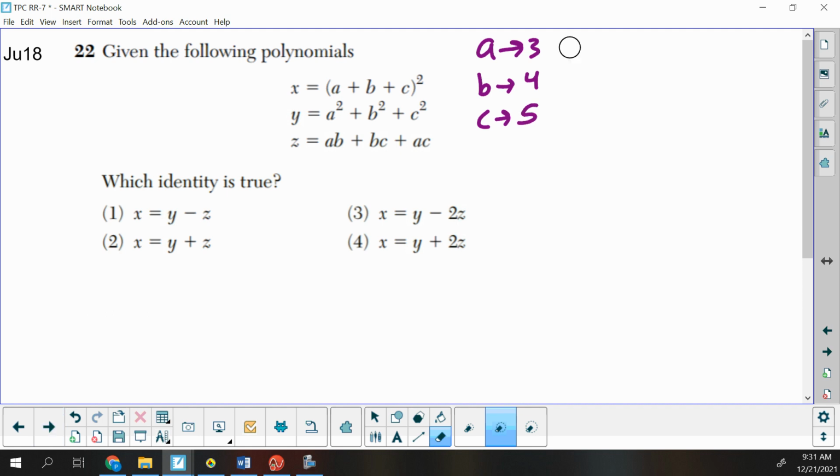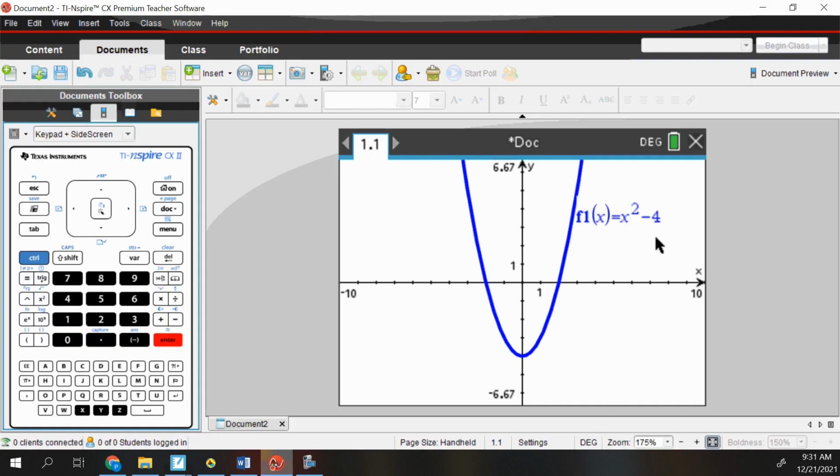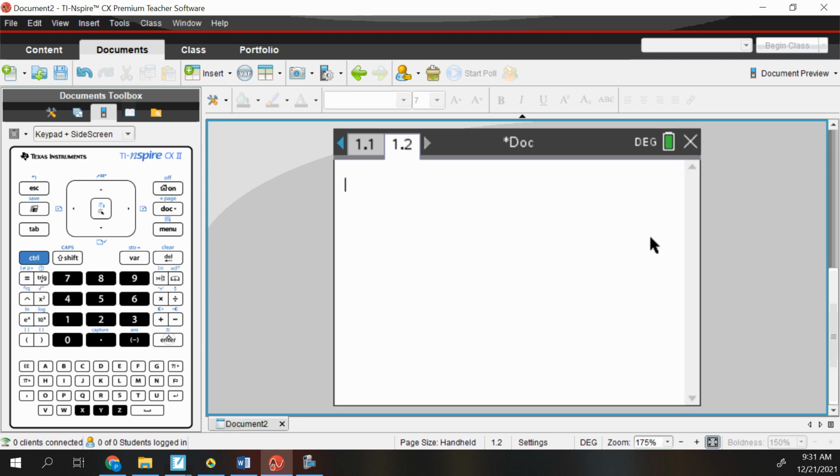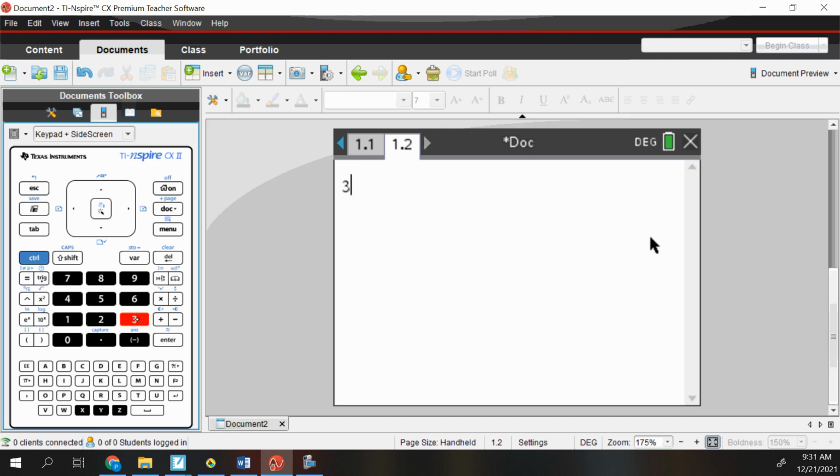And actually, the way I wrote that, it's backwards of how we have to put it in the calculator. 3 stored as A, 4 stored as B, and 5 stored as C. So we'll go over to our calculator, do a control doc to add a calculator page. So we'll do 3 stored as A, 4 stored as B, and 5 stored as, oops, forgot to put in the C, 5 stored as C.